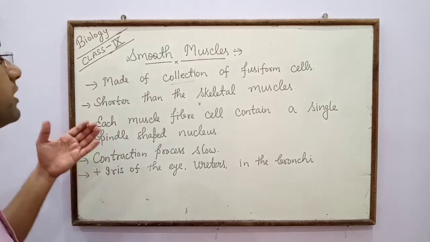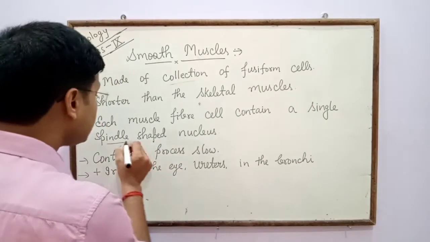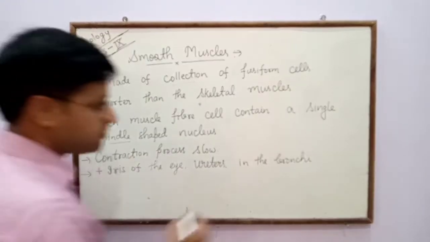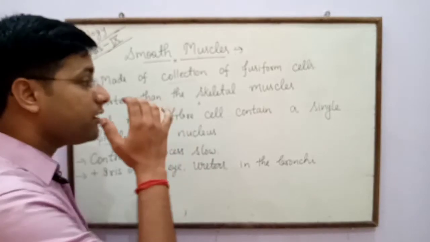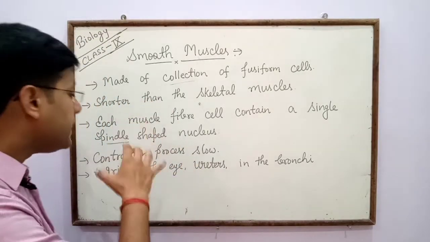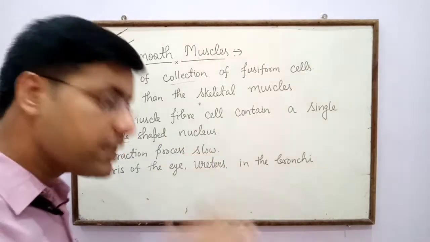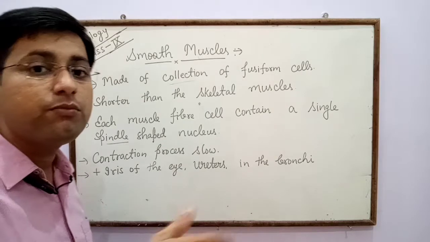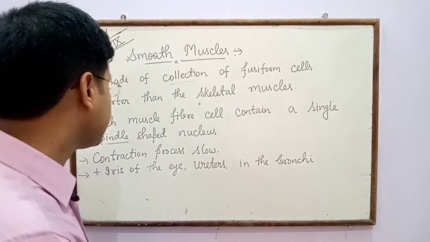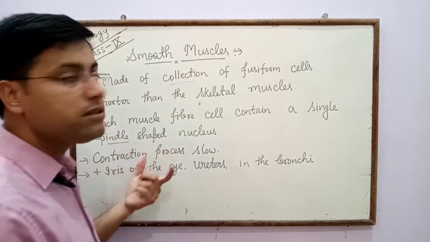One thing is there, each muscle fiber cell contains a single spindle shaped nucleus, means in each muscle fiber cell, each cell contains a single nucleus, means it is uninucleated. Uninucleated means a single nucleus is present, and multinucleated means more than one nucleus is present, and the shape of the nucleus is spindle shape.